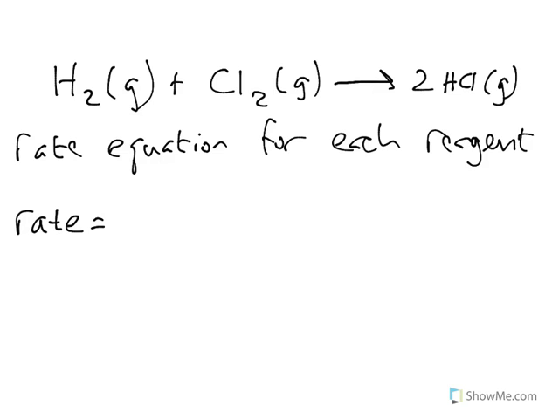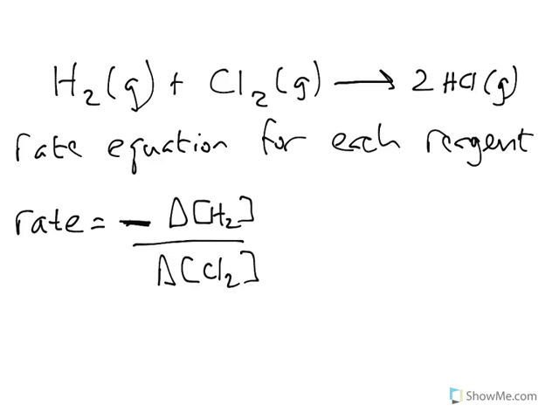Okay, so H2 gas, that is being consumed, correct? That being a reactant means we need that negative sign to correct for the rate being negative. So again, anything being consumed needs that negative sign. So it's going to be delta hydrogen over delta chlorine, all right? It's also going to be equal to negative delta chlorine.